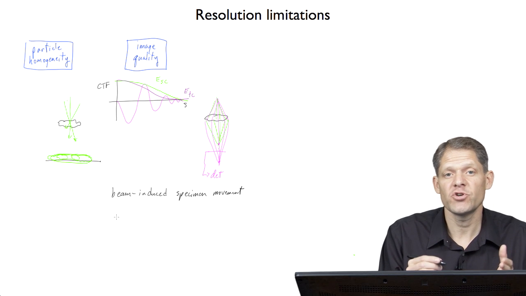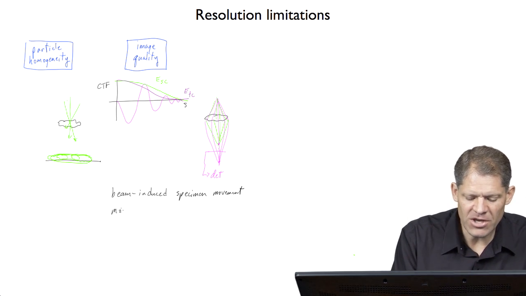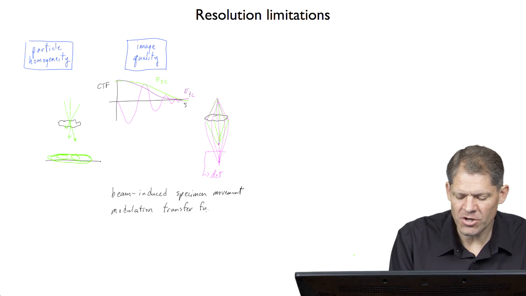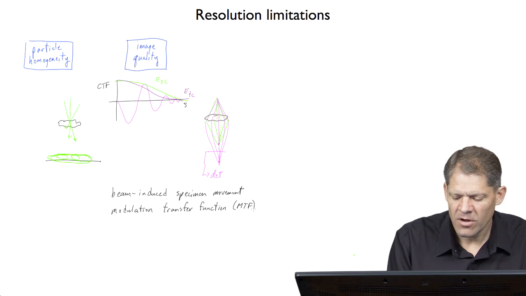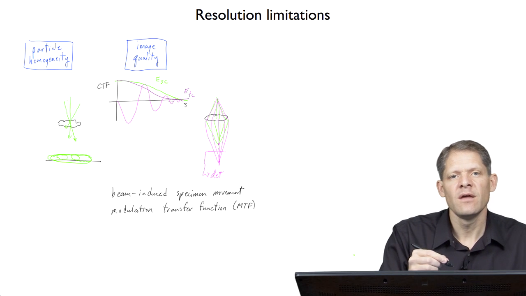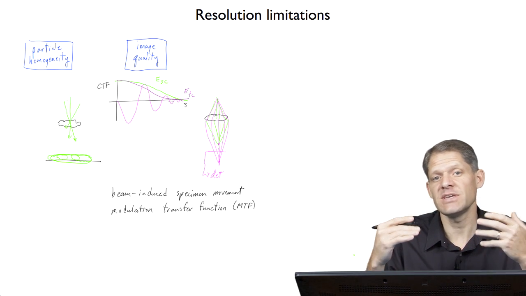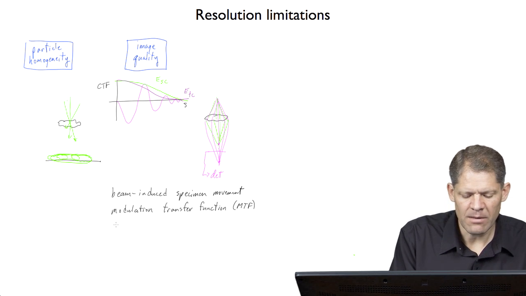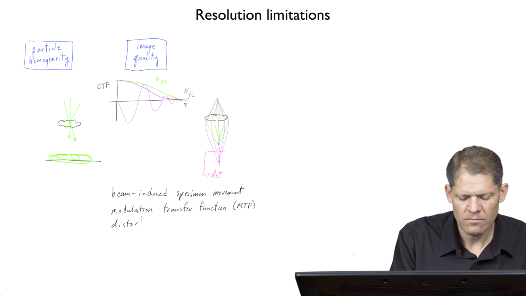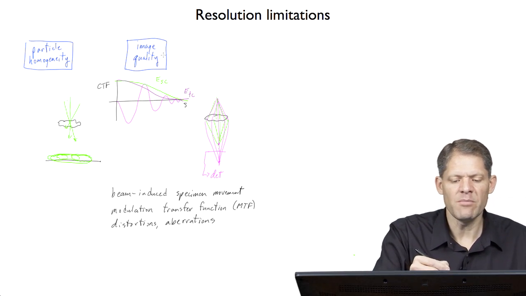Similarly to the contrast transfer function, a camera can be characterized by what's called a modulation transfer function, or MTF, which again describes, as a function of spatial frequency, how much of the signal present at each spatial frequency is actually captured by the camera. Cameras also have distortions, aberrations, which can degrade the image quality.